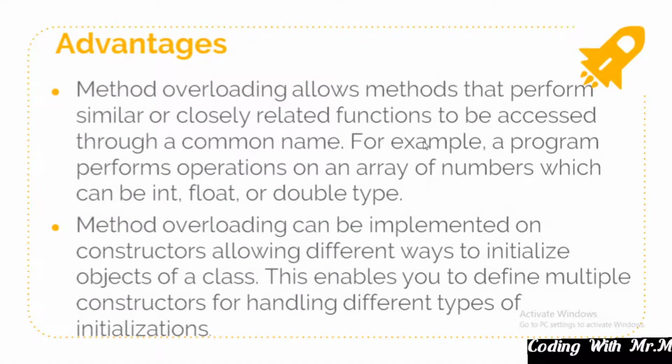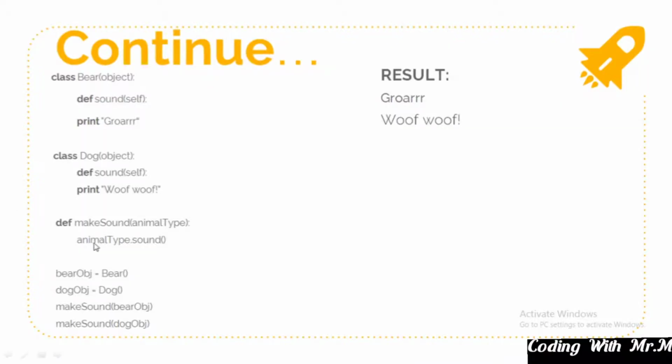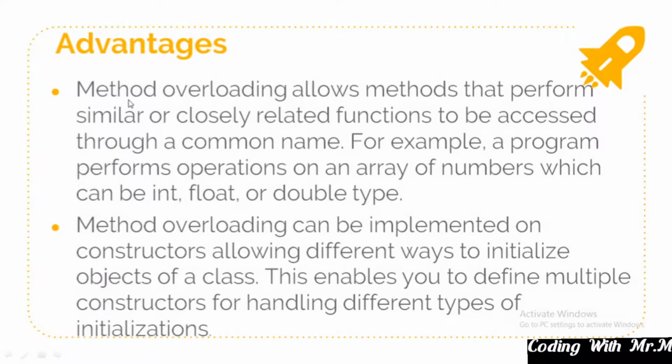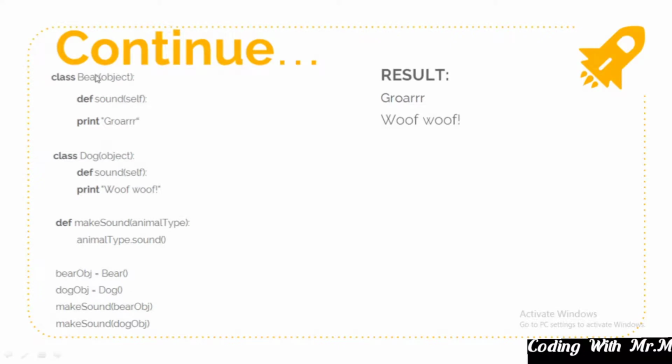So now coming to the advantages of polymorphism, the first advantage that we have is that method overloading allows methods that perform similar or closely related functions to be accessed through a common name. Now you can see that in here we are accessing both the sound methods with the same object. That is, we are accessing both of these functions with the common name, that is animal type.